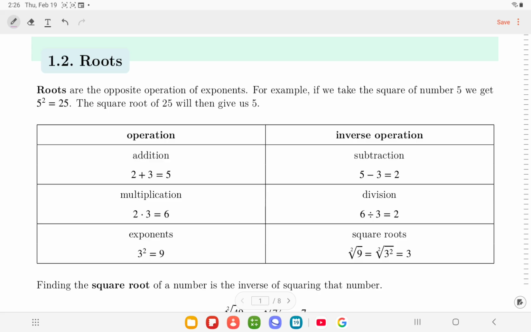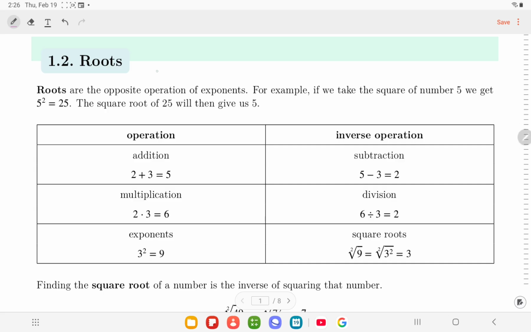Today we are going to be looking at square roots, and like addition is to subtraction, roots are to exponents. Essentially, they are opposite operations. And so to solve a square root, we look at the number that is inside the root, and we try to figure out what number squared gives you the number that is inside the root.